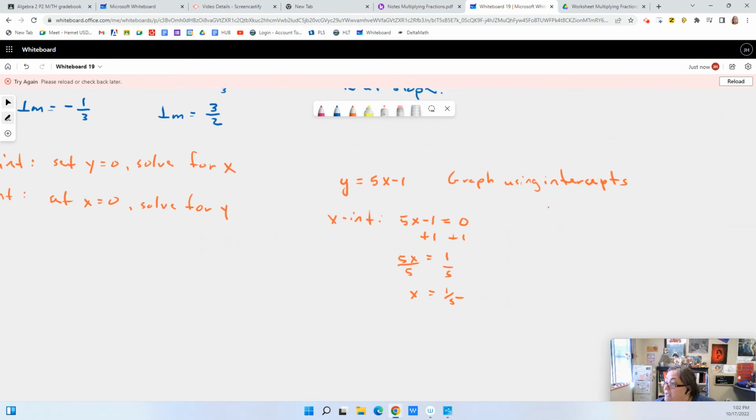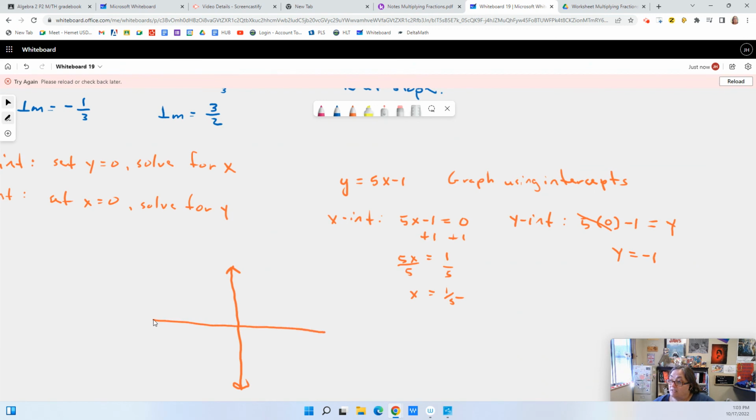Our y-intercept for the same equation: 5x, well, it says for the y-intercept, we're going to set x equal to 0, right? And solve for y. So we're going to go 5 times 0 minus 1 equals y, right? Well, 5 times 0 is just 0. And so we're going to get that y equals -1.